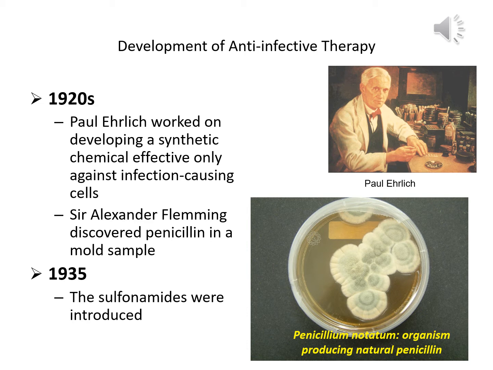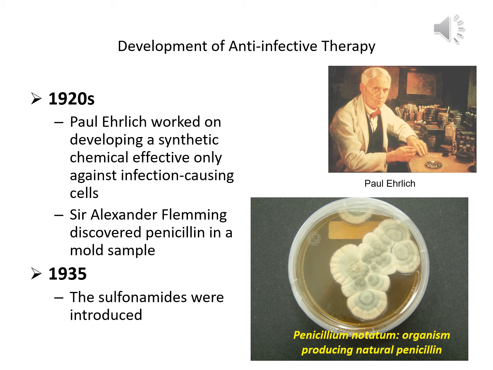But in the 1920s is really when it all started, and Paul Ehrlich, who's pictured on the right side of the screen, was looking for a synthetic chemical that was effective only against bacteria and not against human cells. In other words, selective toxicity is what he was looking for. He won the Nobel Prize in 1908 for his work in immunology, but he was looking for chemical agents that would help with the immune system itself.